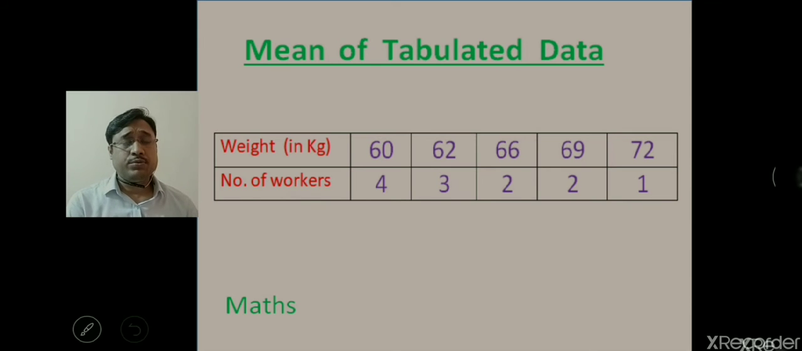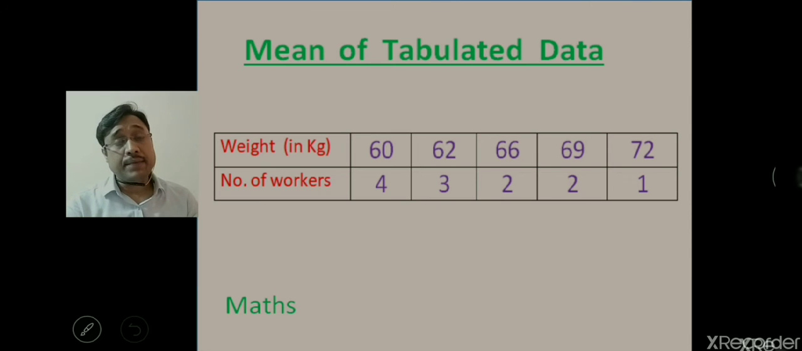First we have to understand what tabulated data is. When the data is arranged in the form of a table in a systematic way, that data is called tabulated data. The process of arranging the data in the form of a table in a systematic form is called the tabulation of data.